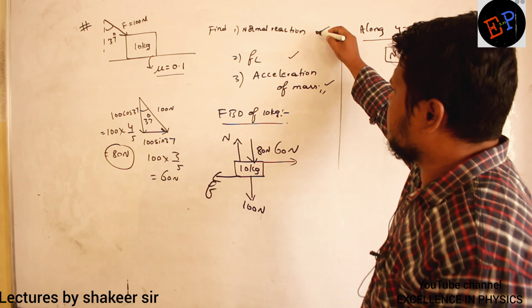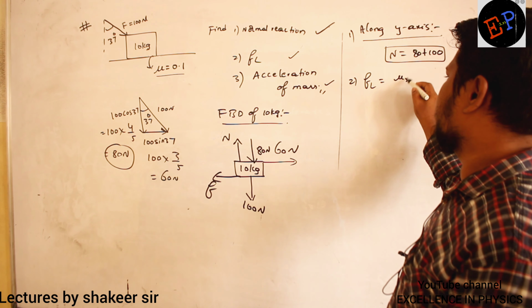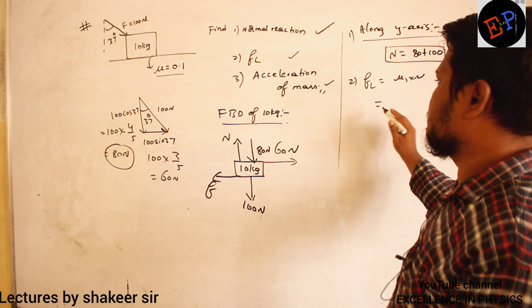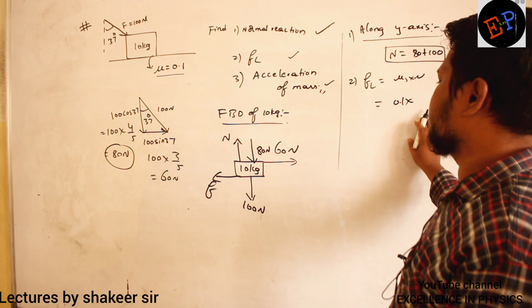Next, the second one: limiting friction. Formula for limiting friction? Mu s into N. Mu s value is 0.1. Normal reaction is 180. So total how much? 18 Newton is the limiting friction. Second answer also I have calculated now.